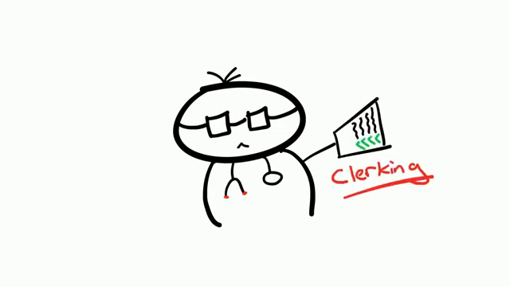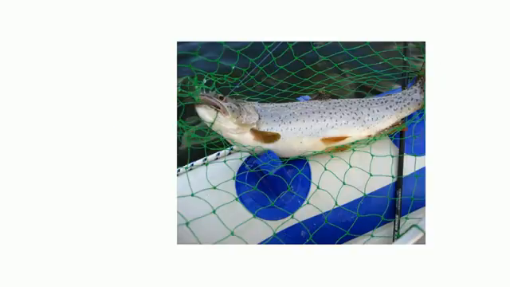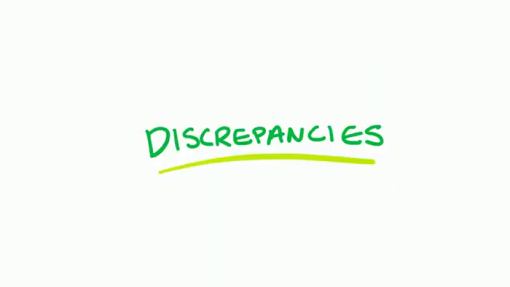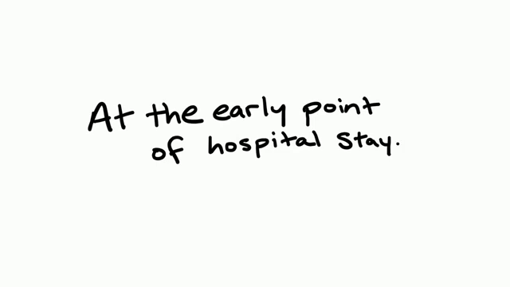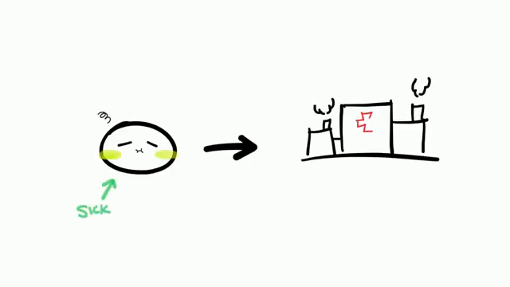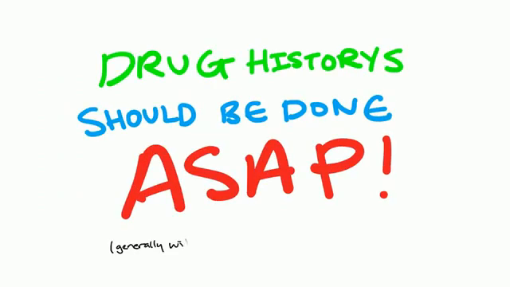Just as a side note, doctors will also do drug histories when patients are admitted to hospital, i.e. when they are clerking patients in. However, it's important that the pharmacy team also do their own version of the drug history for the same patient, as a way to provide that safety net and ensure any discrepancies are identified and fixed at an early point of their hospital stay. So when a patient comes into hospital, these drug histories should be done as early as possible alongside that medicines reconciliation.